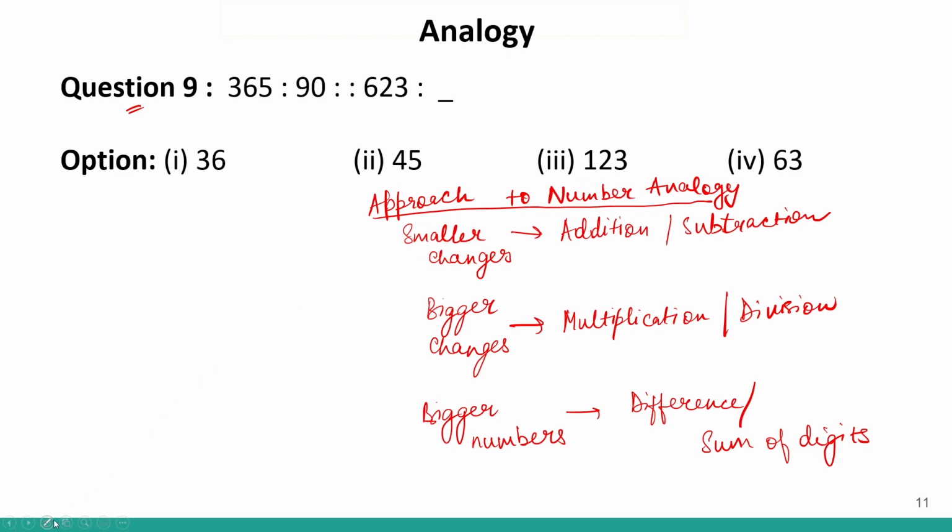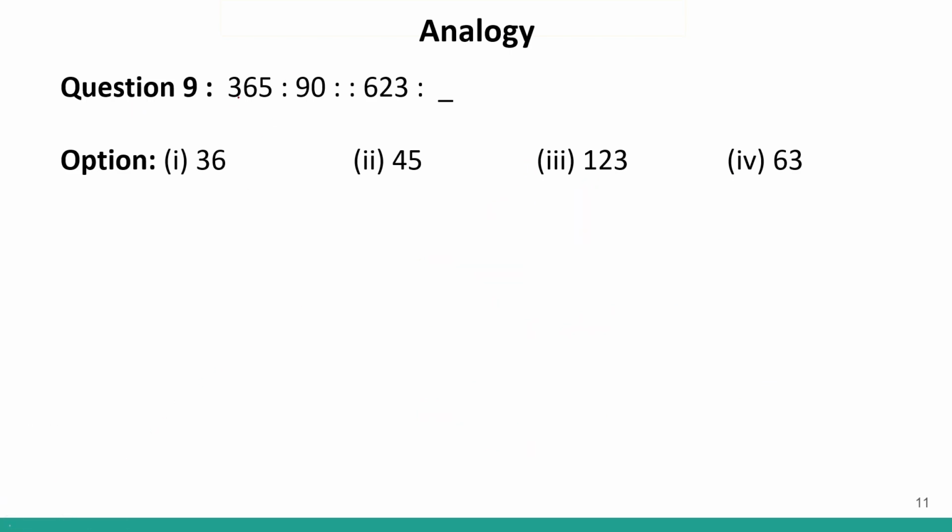Now coming back to question number 9. We have 365 and 90. So maybe certain operations are being done on 365 to get 90. If I multiply 3 into 6 into 5, how much will I get? 3 into 6 is 18, 18 into 5 is 90. Or 6 into 5 is 30, 30 into 3 is 90. Similarly, I can do the same thing for 623. 6 into 2 will give me 12. 12 into 3 will give me 36. So 36 will be the answer, which is given in option number 1. So option number 1 will be the answer to this question.